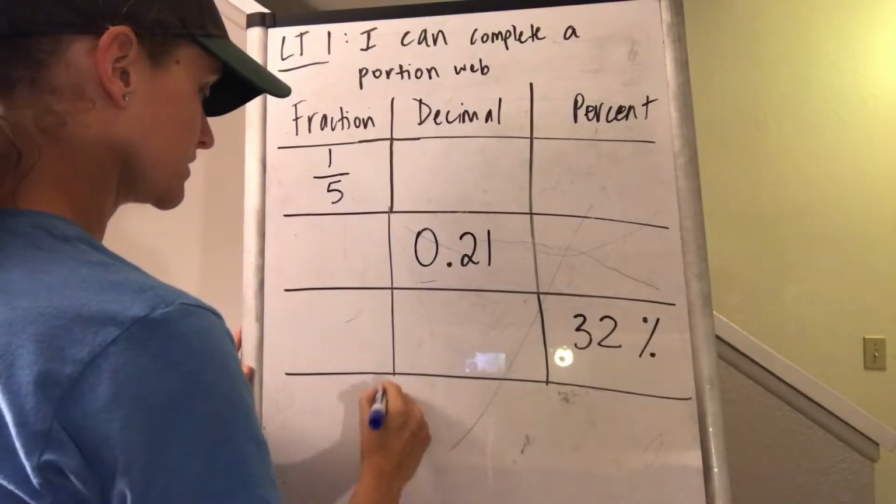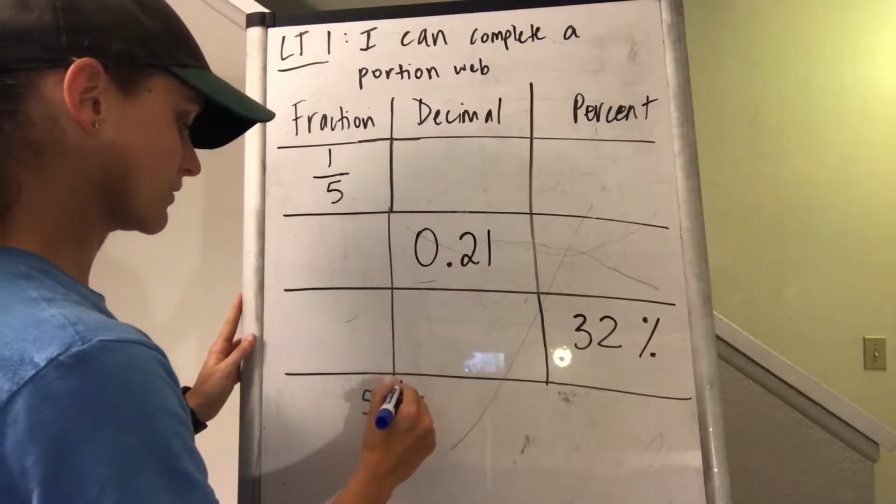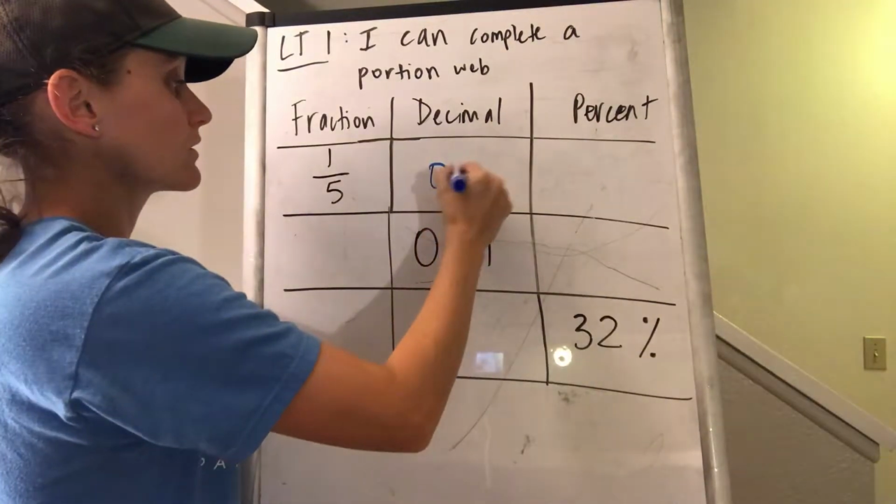So I can put the 1 inside the house and the 5 outside. And if I was to do that, I would get 0.2, so that would go here.